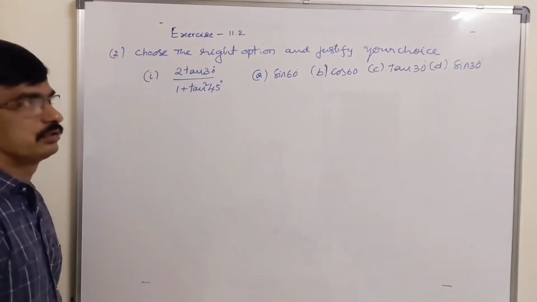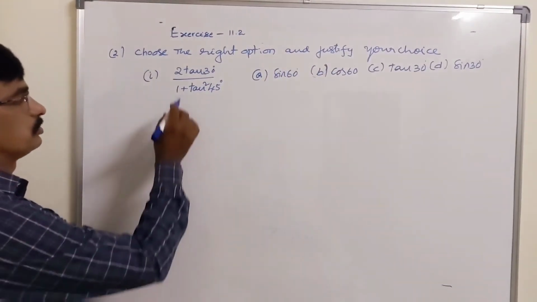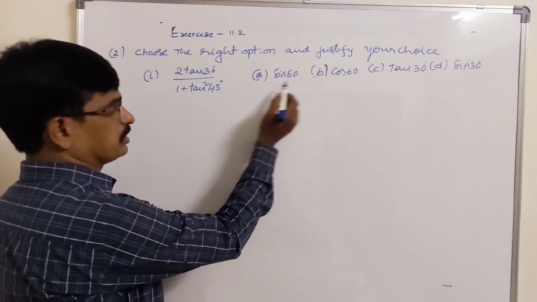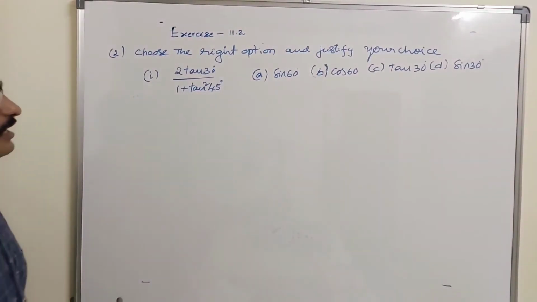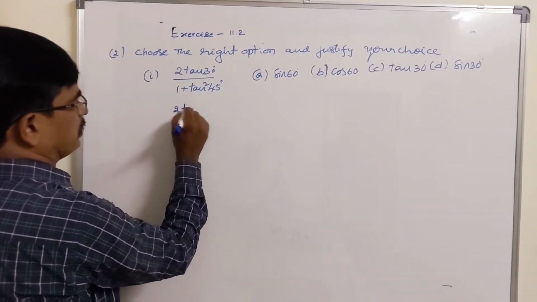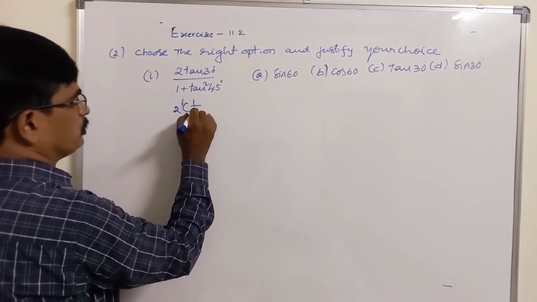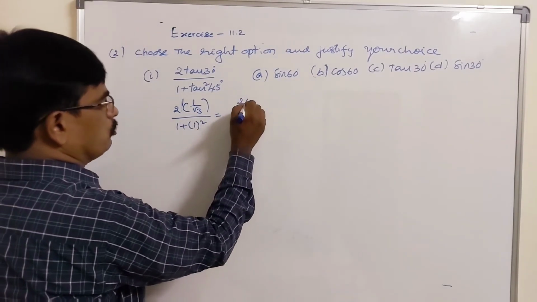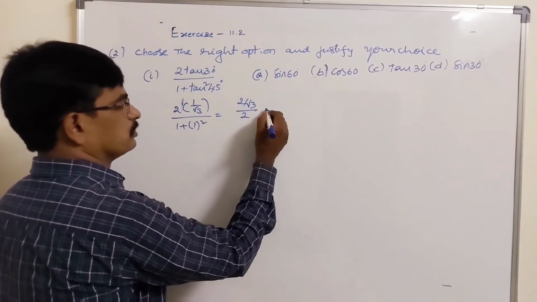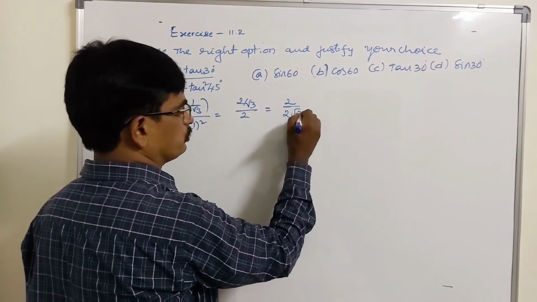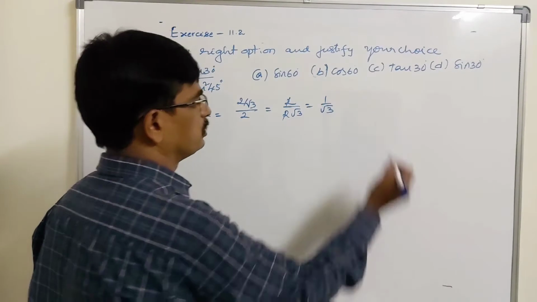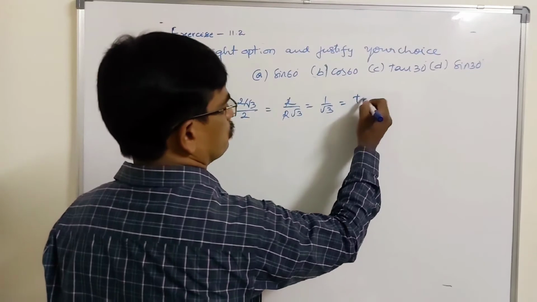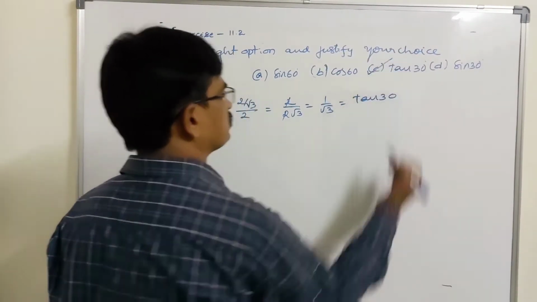Choose the right option and justify your choice. 2 tan 30 degrees by 1 plus tan square 45 degrees. Here there are 4 options in which we have to pick out the correct answer. Now 2 tan 30 means 2 into 1 by root 3 by 1 plus 1 whole square, which is 2 by root 3 by 2, that is 2 by 2 into root 3. The 2s cancel, then we get 1 by root 3. So 1 by root 3 is equal to tan 30 degrees. So the correct option is C.